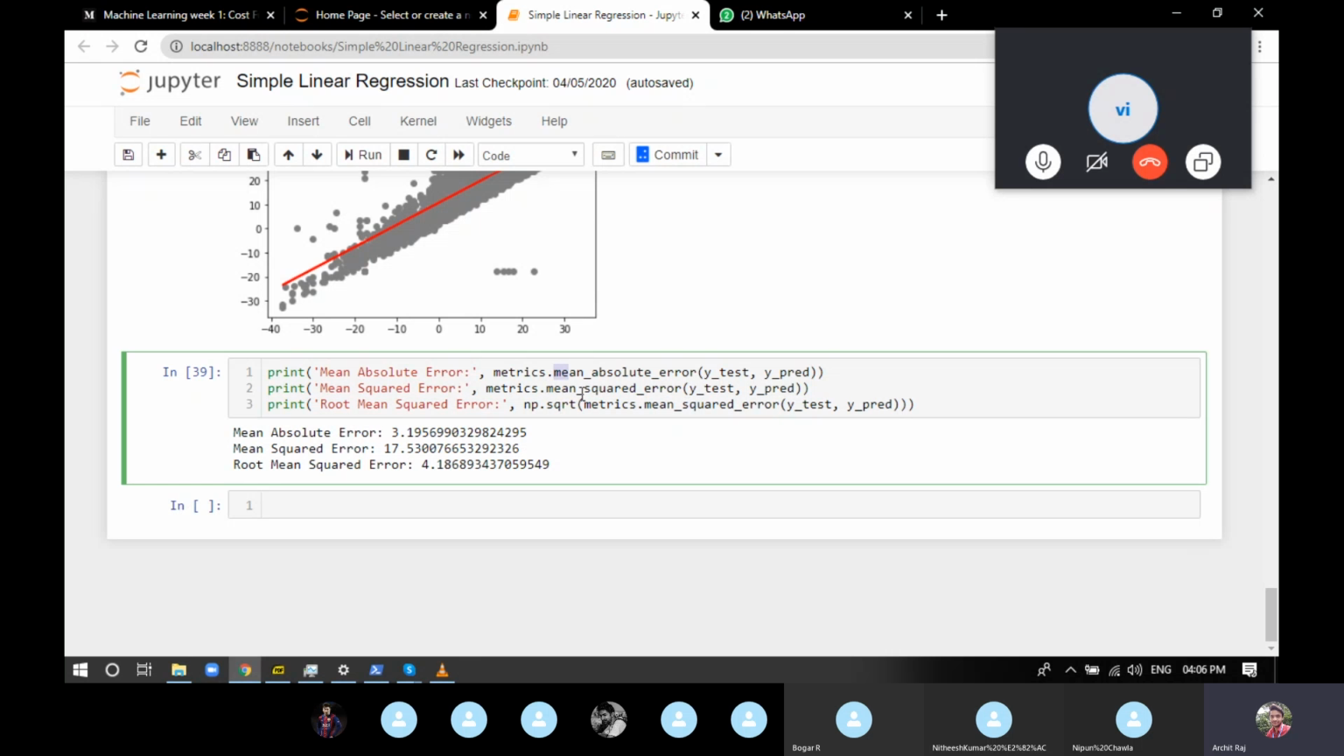Mean underscore absolute underscore error, mean underscore squared underscore error. Now root mean squared error doesn't have an inbuilt function. So what we do is take the same mean squared error and use np.sqrt, the square root function. What we provide is the testing part: the exact answer and the predicted answer that we got. So for each of them you have to provide the exact answer and the predicted one.